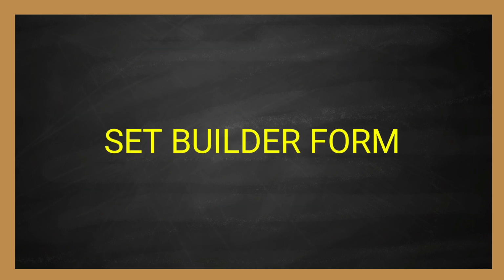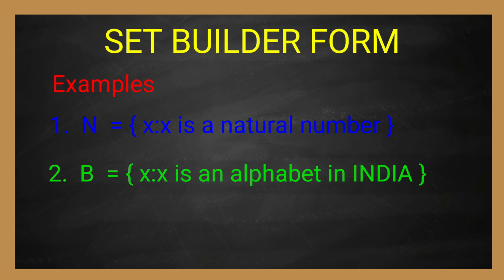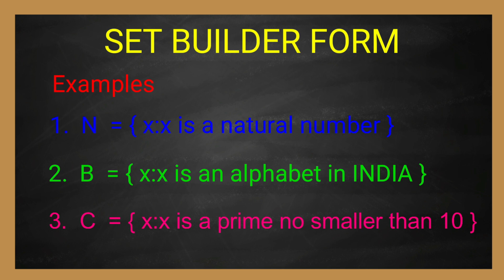D is equal to the set of A, T, Q, R, etc. Next, set builder form. If a set is represented by a statement using a common formula, then it is said to be in set builder form. Example, N is equal to the set of x such that x is a natural number. B is equal to the set of x such that x is an alphabet in India. C is equal to x such that x is a prime number smaller than 10.